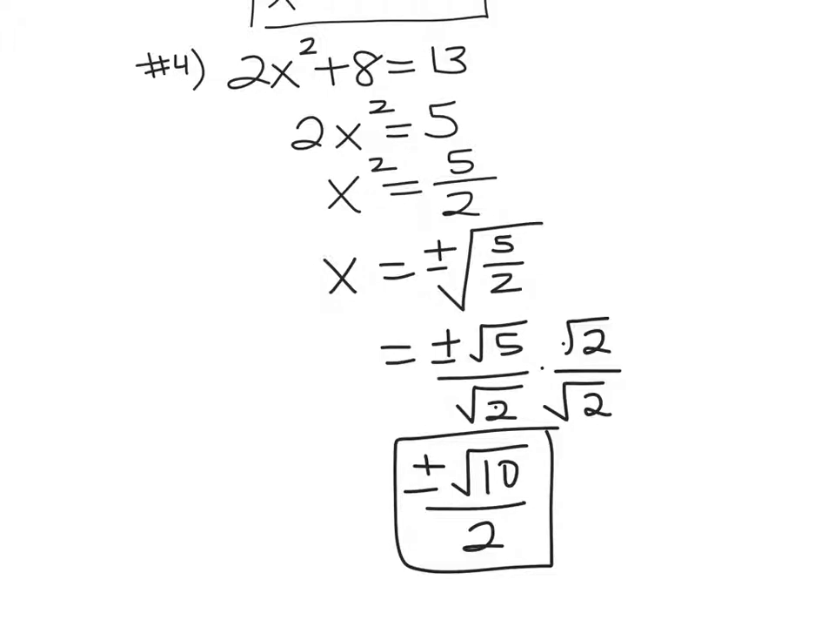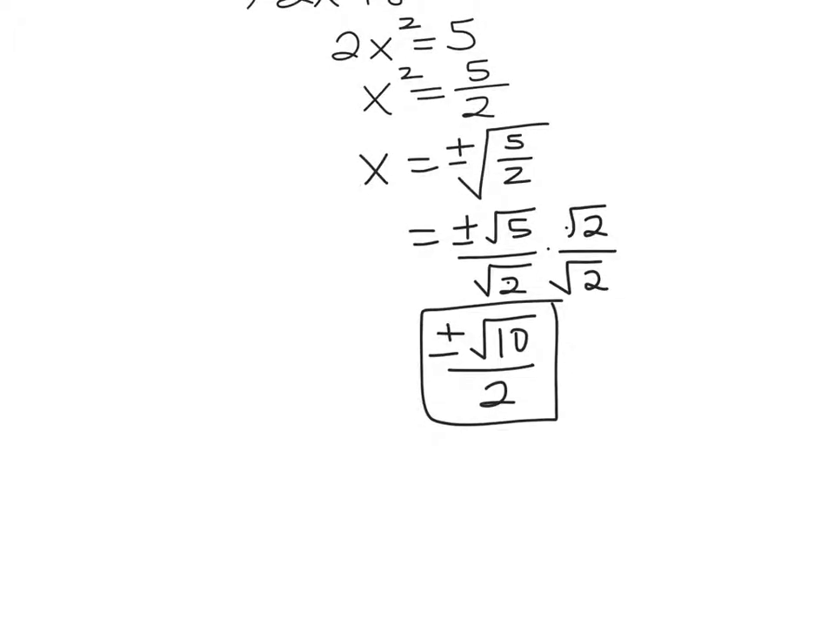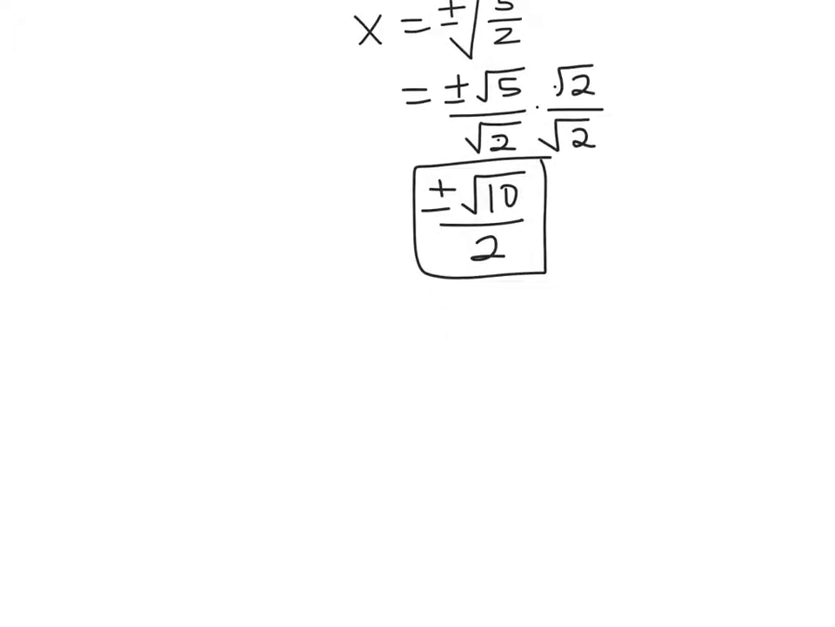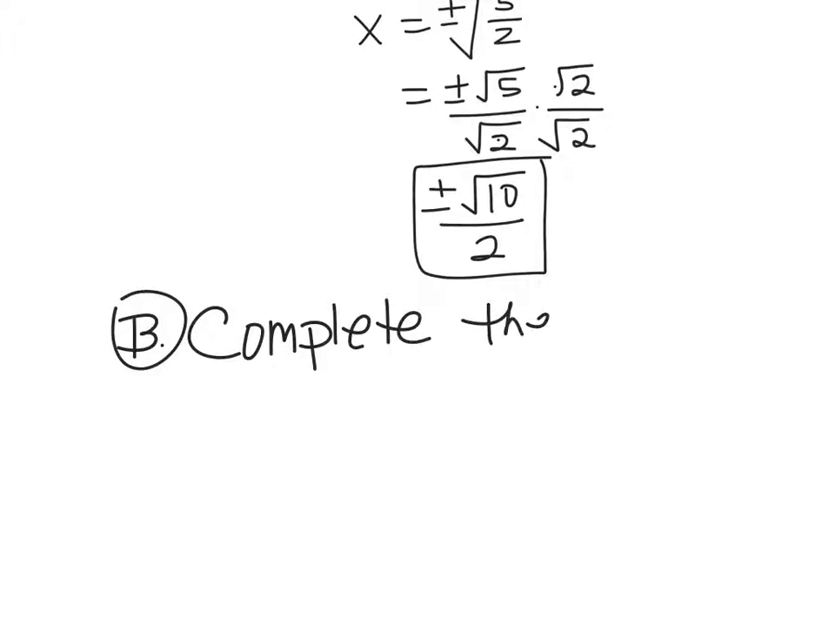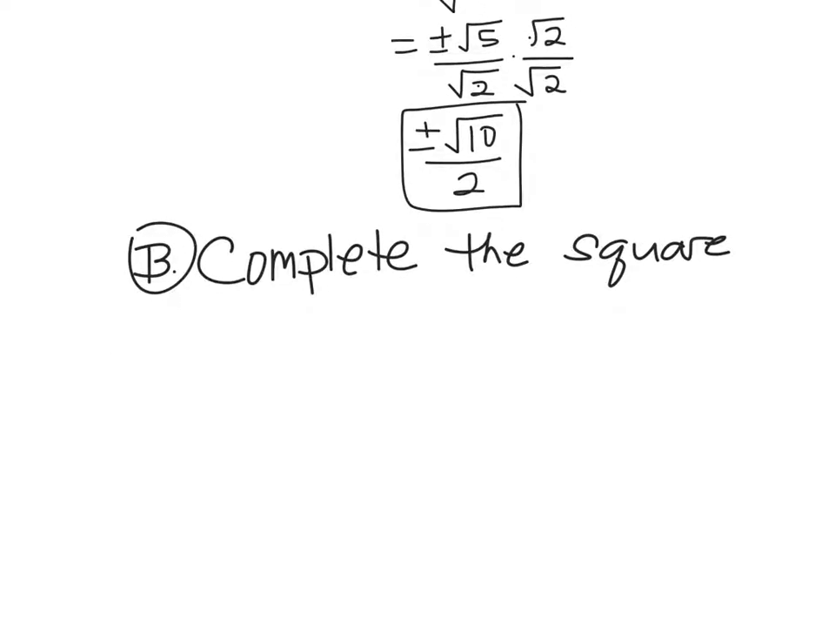So now you have 4 ways to solve a quadratic, and we're going to go ahead and finish this up with the 5th and final way. Here we go. We're going to complete the square. Now, you have seen perfect square trinomials. Remember, those were those shortcuts that we did?